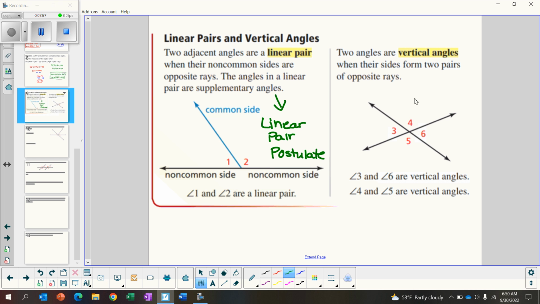And then vertical angles are formed when their sides form opposite rays. So what that really means is if I were to draw the sides of angle 3 here, and I extend it, and I take the other side of angle 3, and I extend it, it formed angle 6 over here. So angle 3 and angle 6 are vertical angles, and so are angle 4 and angle 5. According to the vertical angle theorem, vertical angles are congruent, which means they're equal. So if I knew angle 3 was 40 degrees, I would automatically know angle 6 was 40 degrees.